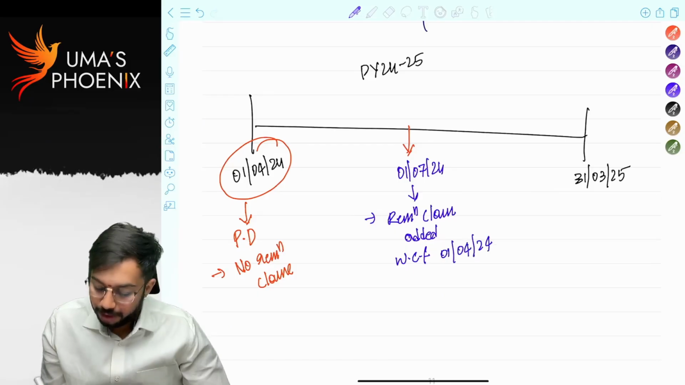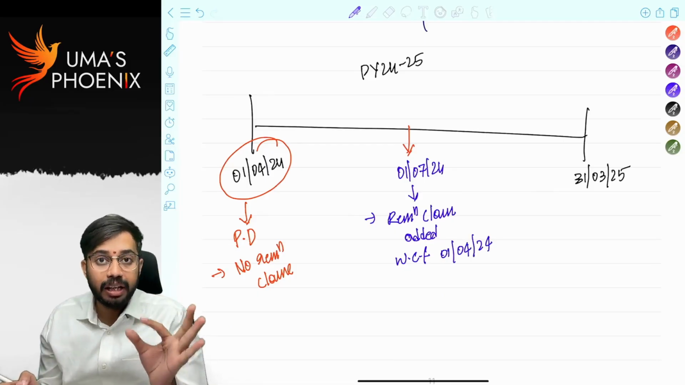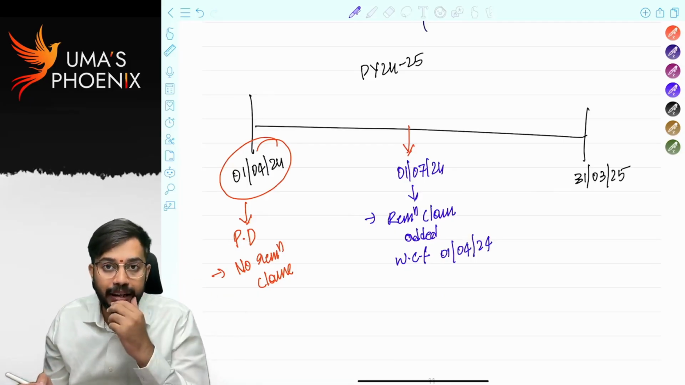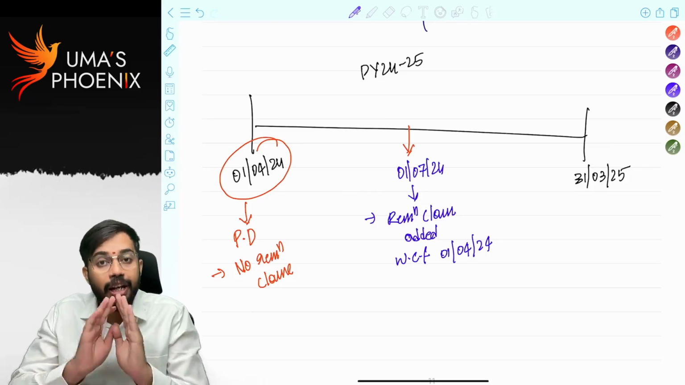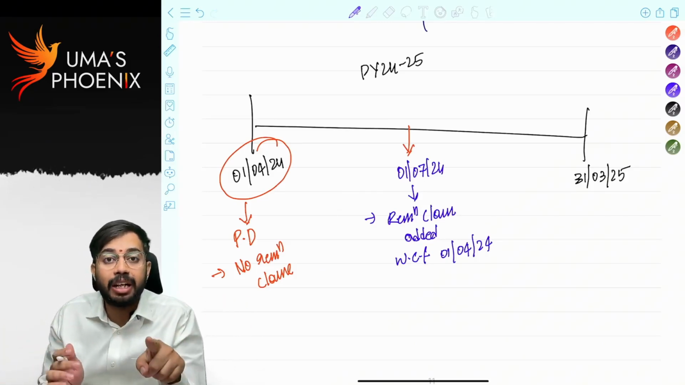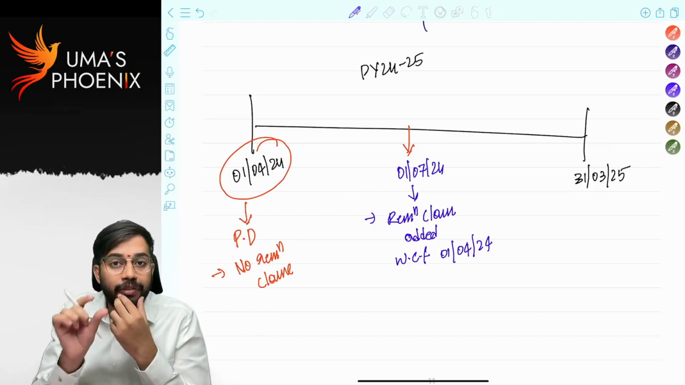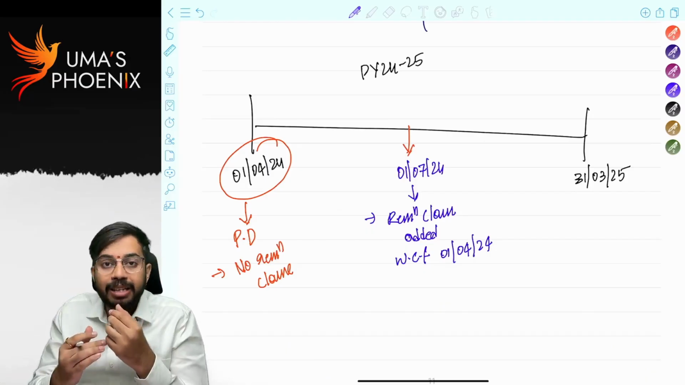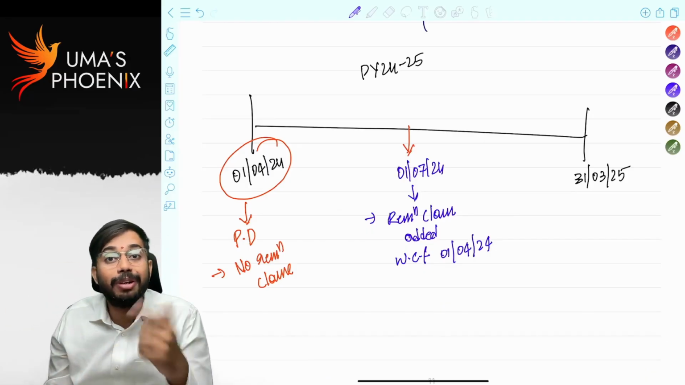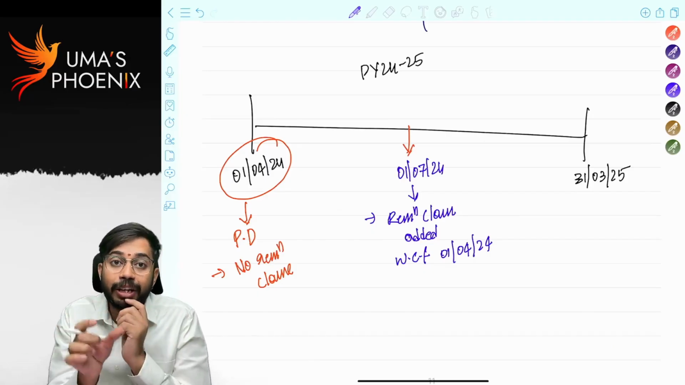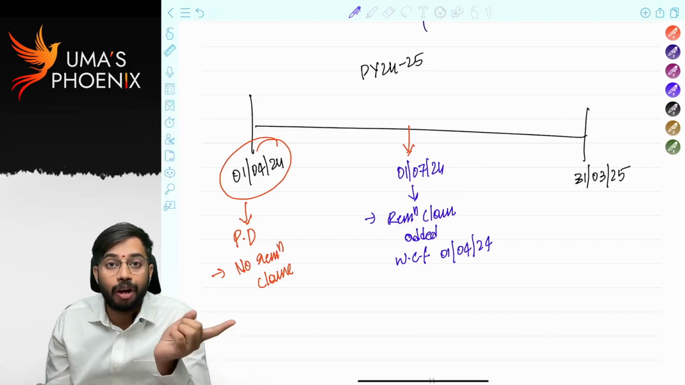What I said: remuneration to partners is allowed as deduction only if it is mentioned in the partnership deed. In the initial partnership deed, remuneration to partners is not mentioned. When the partnership deed was amended on 1st July 2024, the remuneration clause was included. But how was it included? With effect from 1st April 2024 onwards.